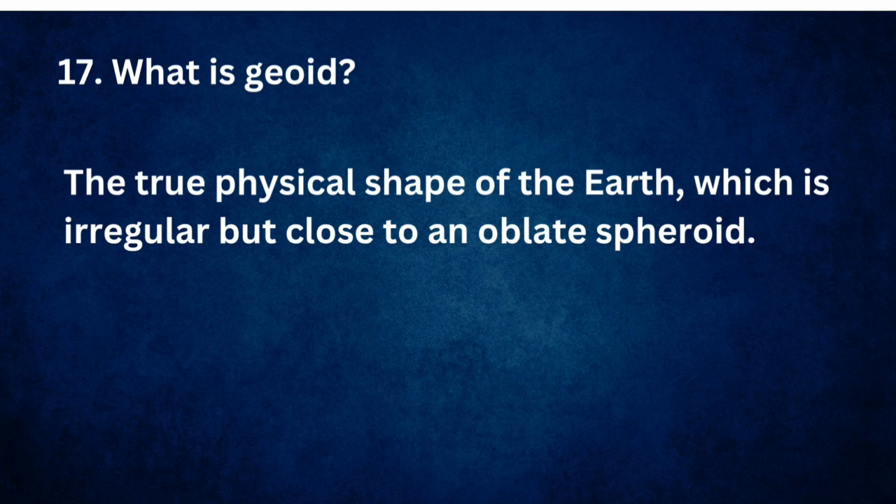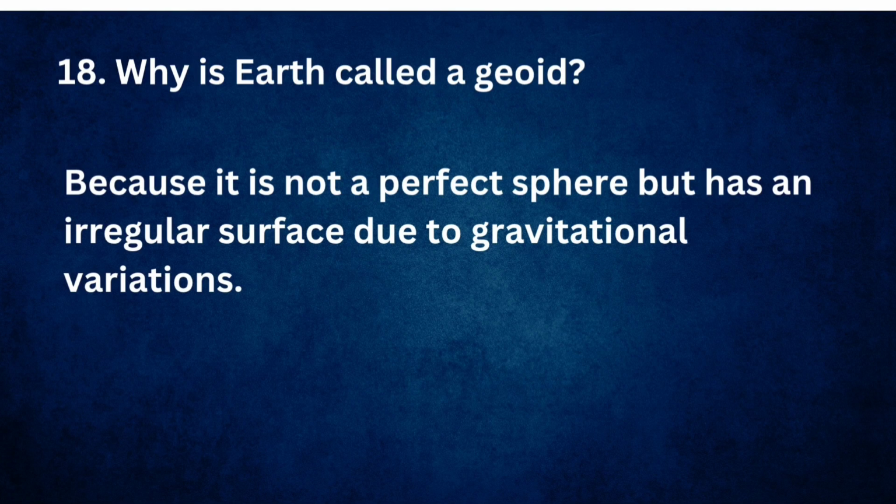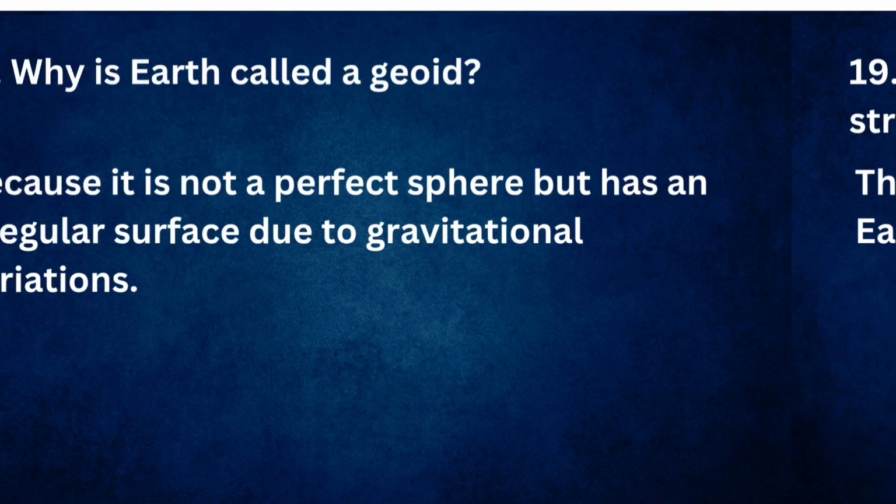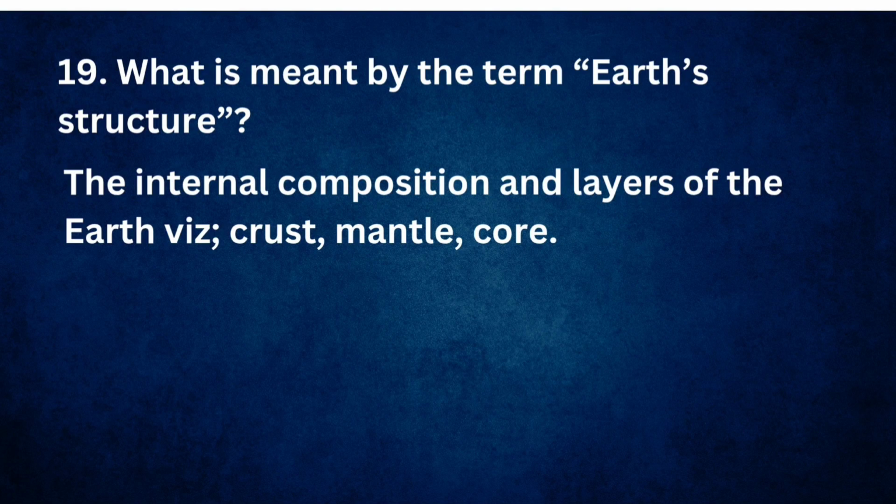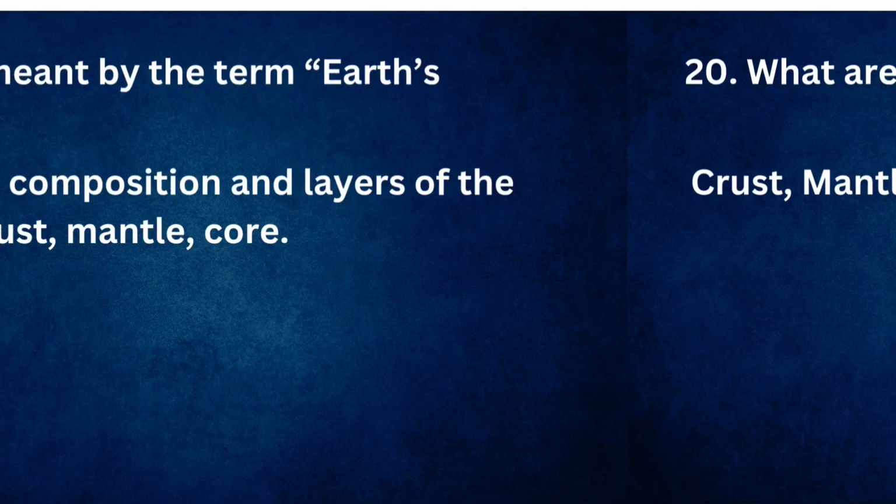What is geoid? The true physical shape of the Earth, which is irregular but close to an oblate spheroid. Why is Earth called a geoid? Because it is not a perfect sphere but has an irregular surface due to gravitational variations. What is meant by the term Earth structure? The internal composition and layers of the Earth: crust, mantle, core.